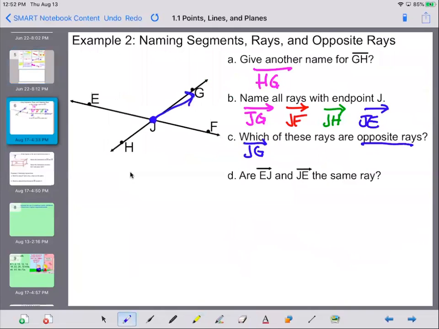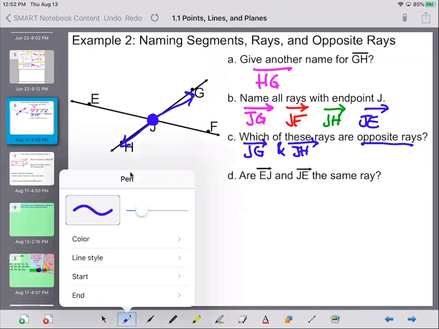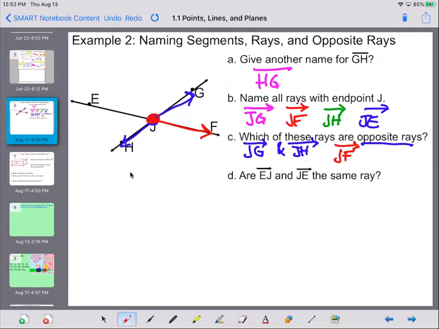So if I have ray JG, what would be the opposite of ray JG? How about ray J what? J, what's the opposite of going to G? That would be H. So these 2 are opposite rays. Are there any other opposite rays? There are. How about from JF and ray what? JE. Very good. All right.